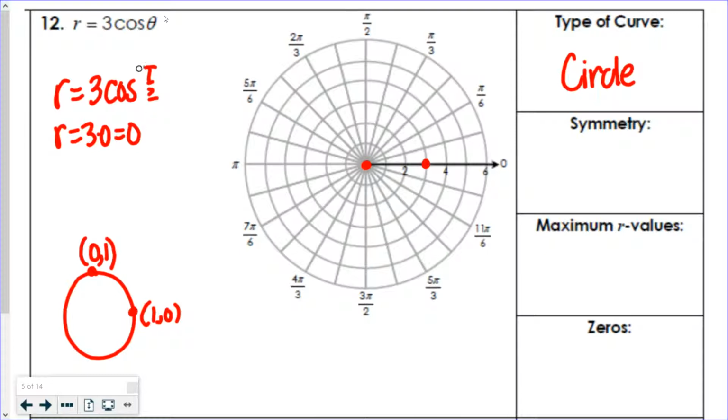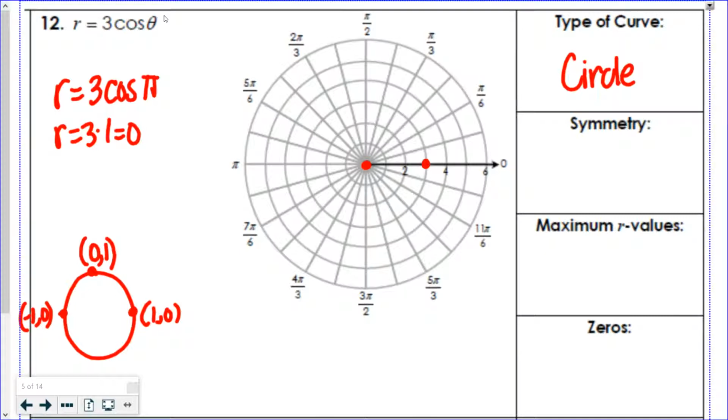For pi, my x value at pi is negative 1. This guy here is going to be negative 1, and 3 times negative 1 is negative 3. So here we are at pi, but we've got a negative number. So instead of coming out here to 3, I'm going to go backwards to 3. And wait, I'm already there again. So we've actually done one full circle in just pi.